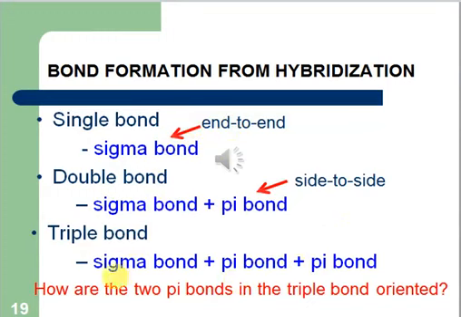So you have to answer one of the questions, which is a short question for you: how are the 2 pi orbitals in the triple bond oriented? Alright, so are they oriented in the same plane, or are they oriented parallel to the plane? So in what way are the 2 pi bonds in a triple bond oriented, and what's the angle between these 2 pi bonds? You have to answer that question.